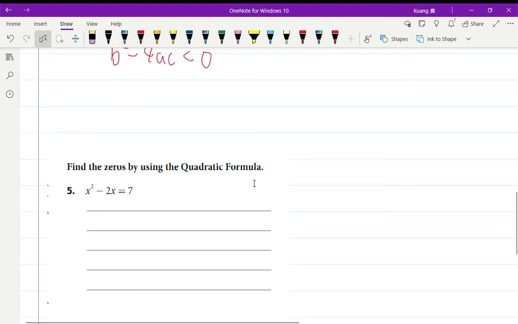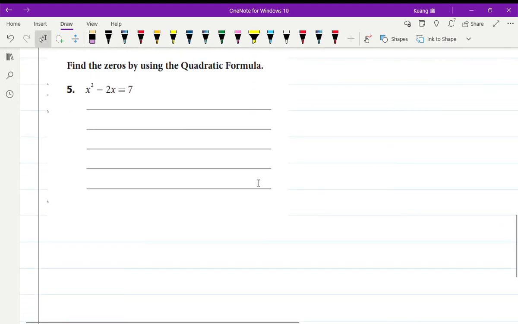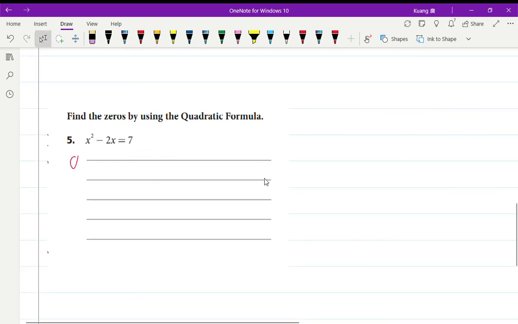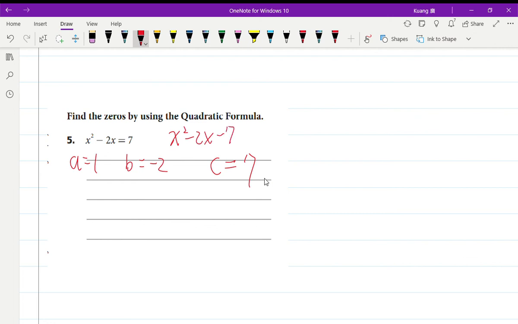Okay. Solve by the quadratic formula. Yes, you can use the same method. a equals 1, b equals negative 2. However, c does not equal 7, because you have to move everything to the same side. So that will be x squared minus 2x minus 7 equals 0, not 7. It should be negative 7. Remember.